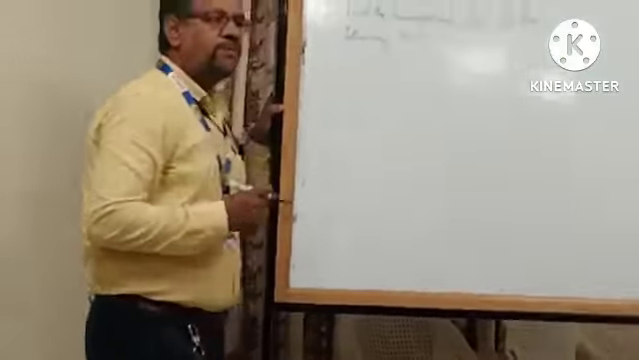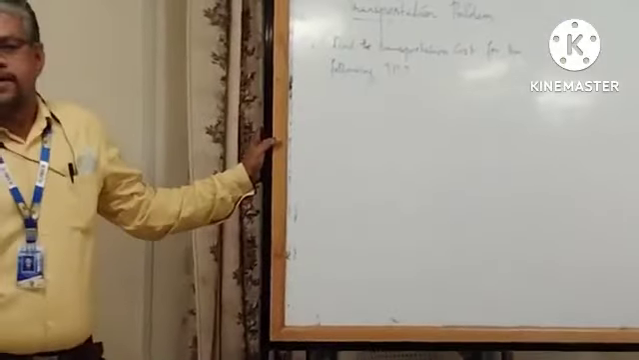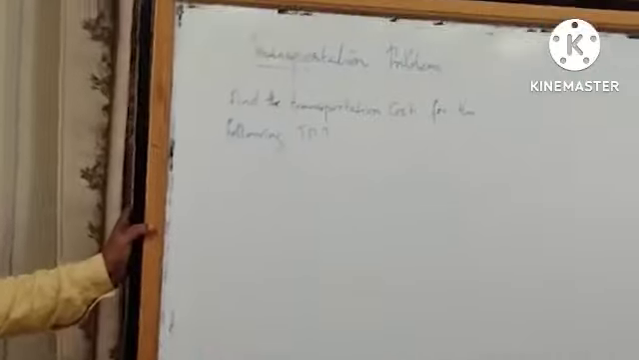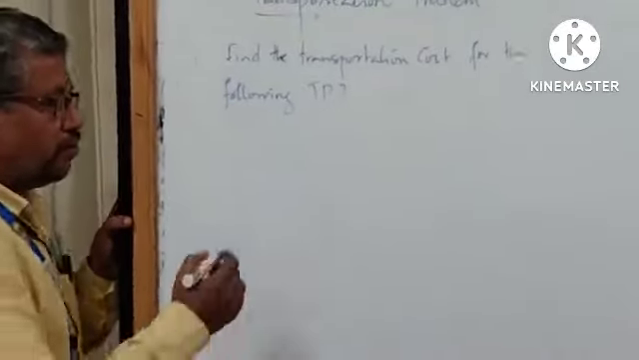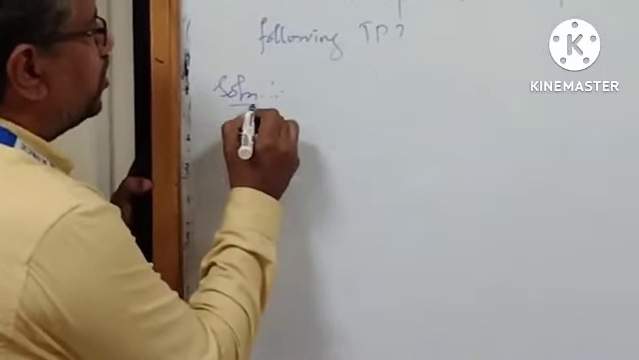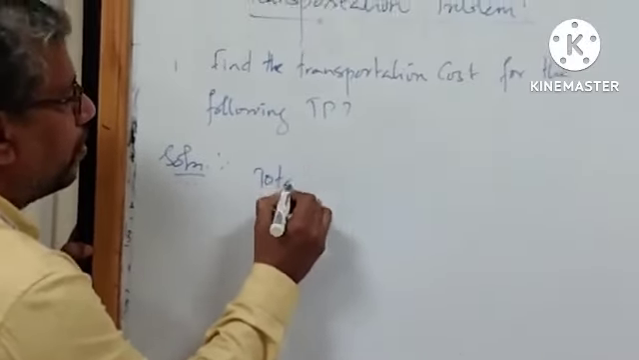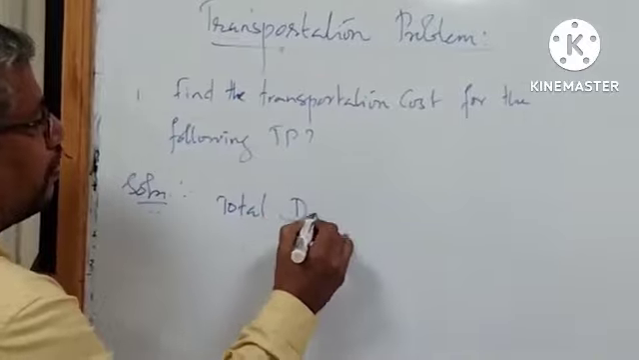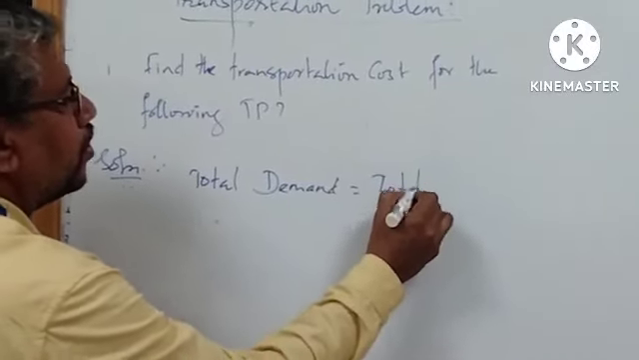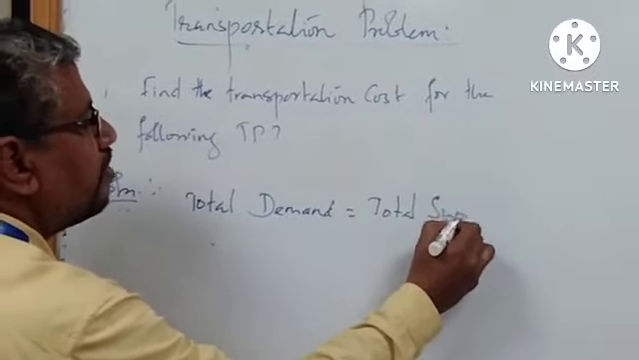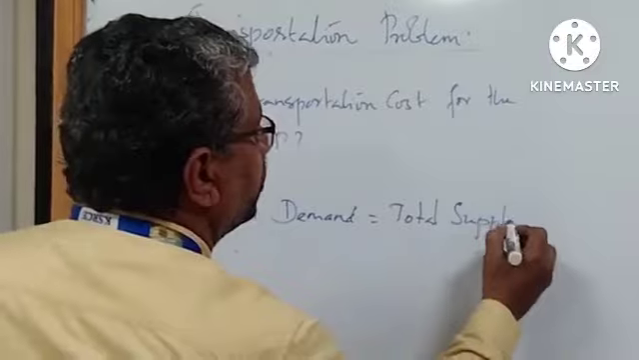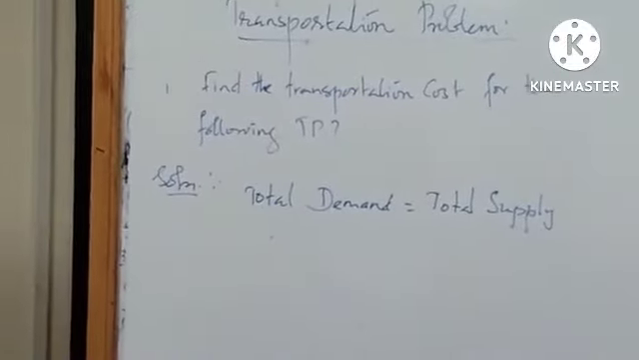Before that, for all the problems, we will have to check the basic fundamental condition of existence of a solution, which is called total demand equal to total supply. So we will have to check for this problem total demand equal to total supply. Otherwise it will become an unbalanced transportation problem. That is why we are going to check.